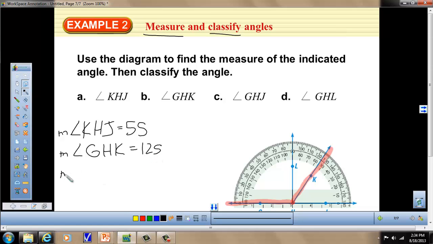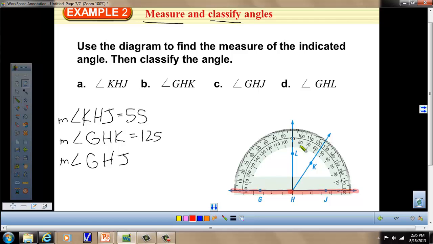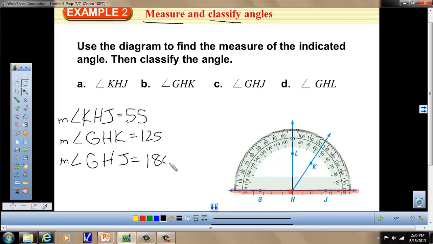For the third one, we've got the measure of angle GHJ. And let me erase that real quick. So we're looking now at GHJ. I'm going to have to move this up just a little bit so we can see what's going on. So for GHJ, we start at the G side, we go to H, and then we go to J. If you look, this goes all the way across. So the most it can go, either going from left to right or from right to left, that would be 180 degrees. So I'm not even going to zoom in this case. The answer is 180 degrees.